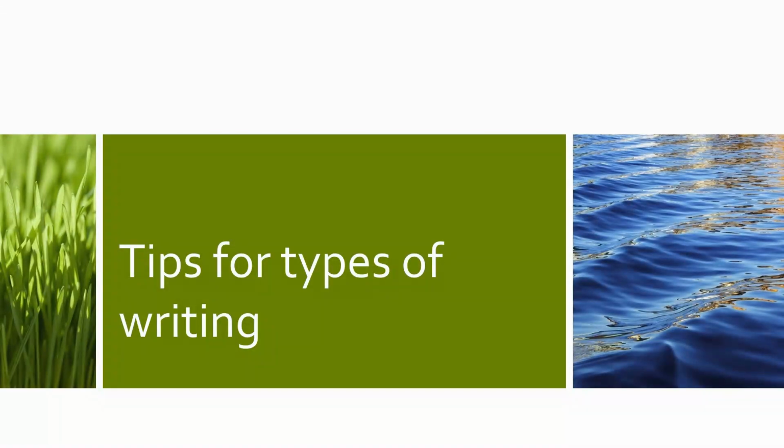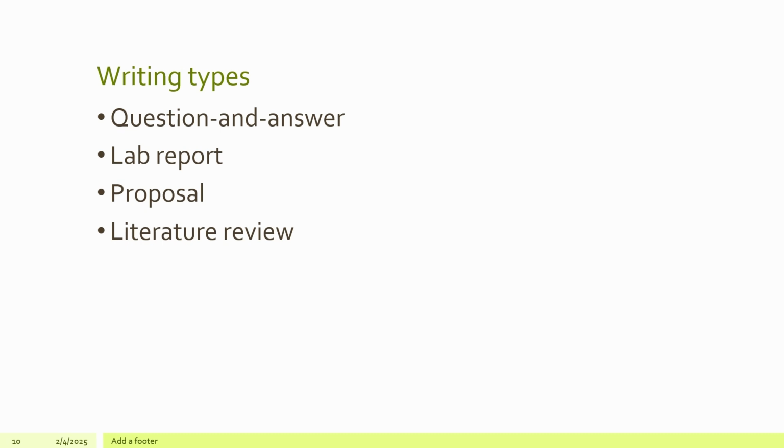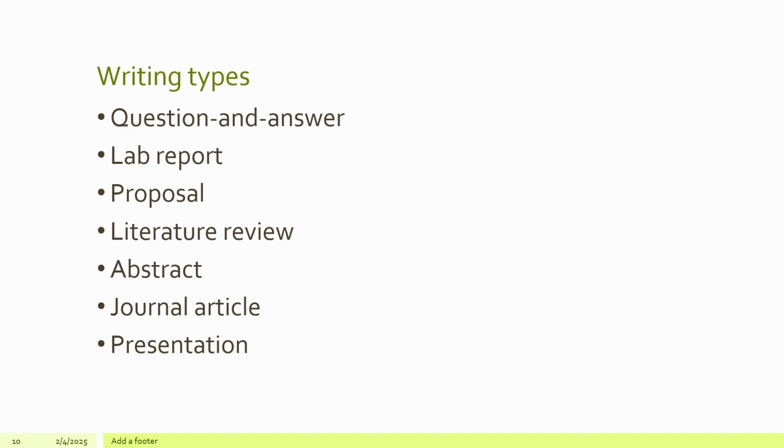Now, as we go through different types of writing common in science, try to think about what the story you write might look like for each, what the research context might be, and who you might be writing to. The different types of science writing that we'll cover include question and answer assignments, lab reports, proposals, literature reviews, abstracts, journal articles, and presentations.